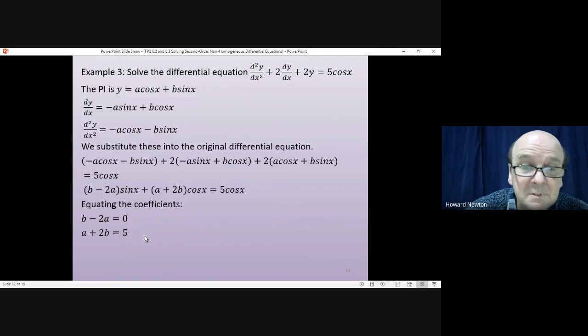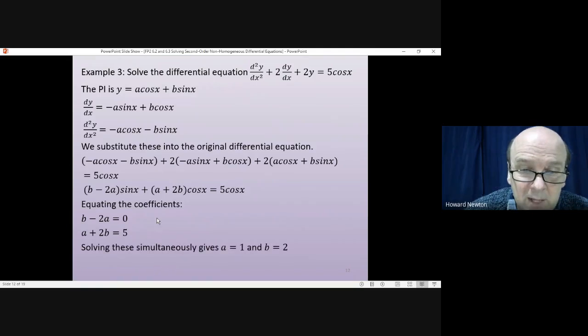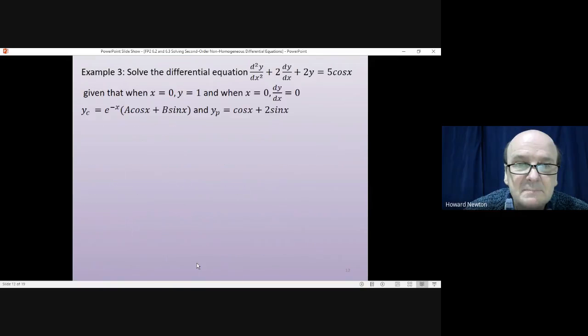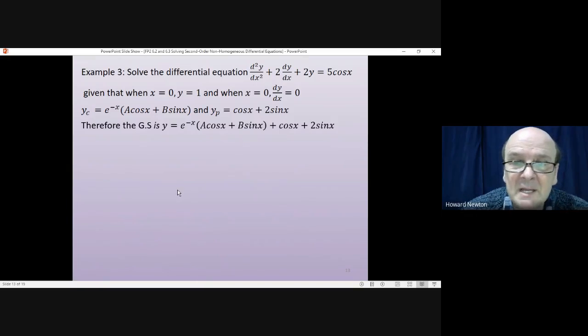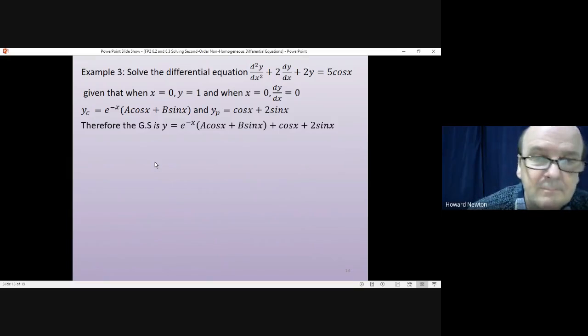That gives us a pair of simultaneous equations to solve. I'll let you solve those yourself, but you get the solutions a equals 1 and b equals 2. So the particular integral is yp equals 1 cos x plus 2 sine x. That's the complementary function, that's the particular integral. The general solution is adding those two things together. Now this time that isn't the end of the question.